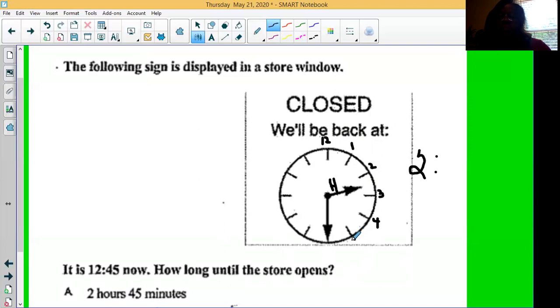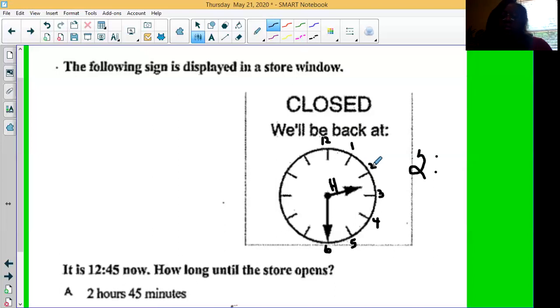And beside 4 is 5. And right down at the very bottom is 6. What I remember, I know that each number counts for 5. So in between 12 and 1, there's some little ticks, and each one stands for a minute. So if I jump from 12 to 1, that's 5.